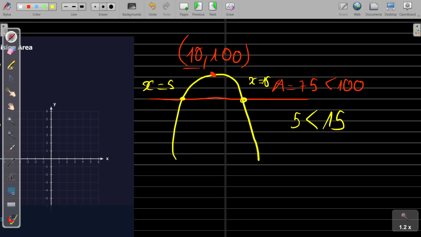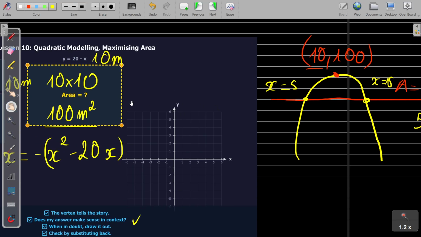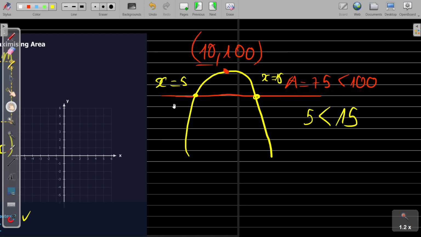So the graph will confirm everything that we have, even though it's not perfect, but usually when you draft it out in your notes, it will look like this. Okay, so that will be the end of this part where we find the maximum area, and we have covered a little bit on maximizing area and quadratic modeling.